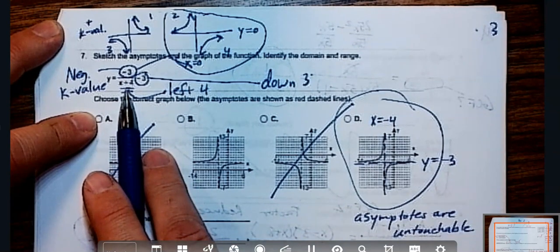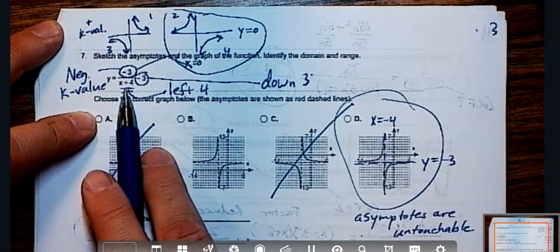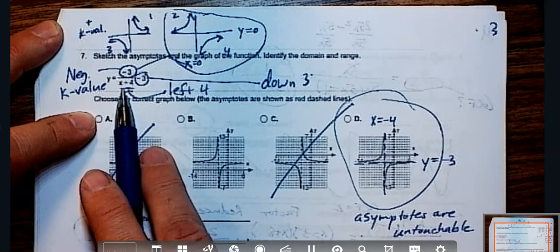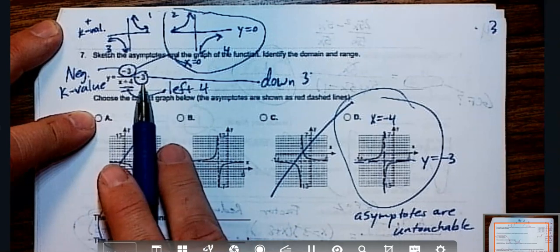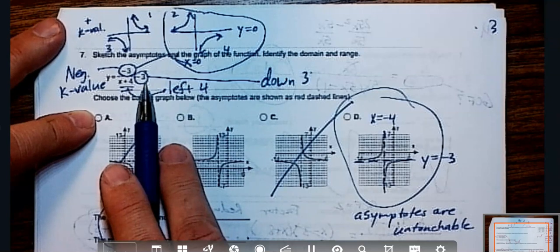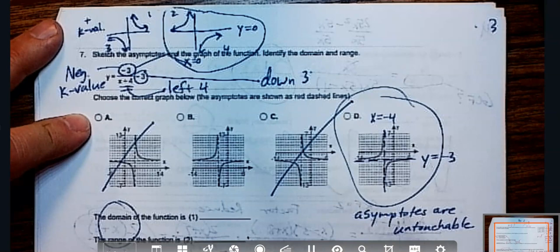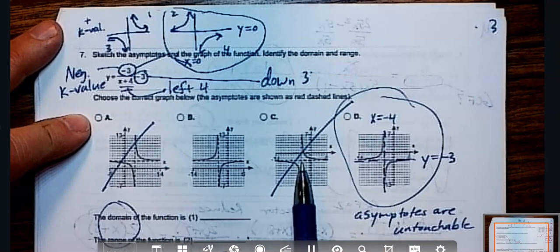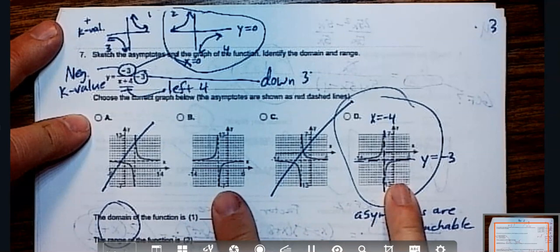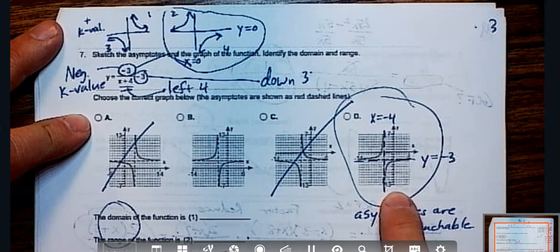And we said over and over and over again all year long that when you make a change on the x, it goes against your common sense. So x plus 4 really means left 4. And the minus 3 on the outside here is the y value change, and we always said that that went with your common sense, so that's down 3. So the one that has the right shape can't be A or C. They have the wrong shape. So it's down to B and D. And the one that has the correct left and down would be this one over here. X equals negative 4, y equals negative 3.